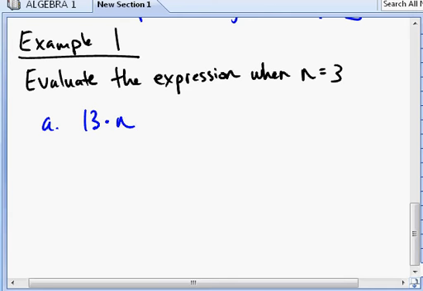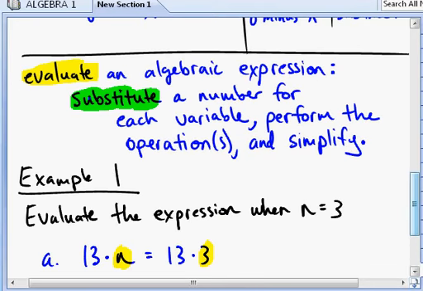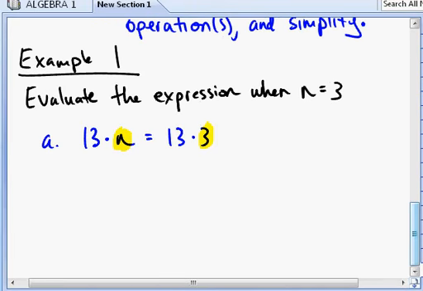So the first part is to do the substitution, right? So we're going to rewrite that as, instead of 13 times n, 13 times 3. Okay? That's substitute this and this, right? That's the substitute, and now the next part is perform the operations. What's the operation here? Anybody? Multiplication. So you got to do 13 times 3.